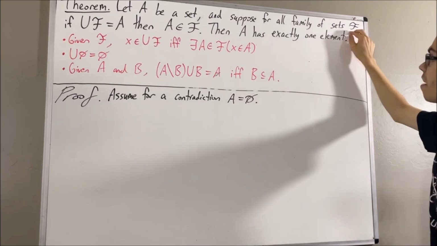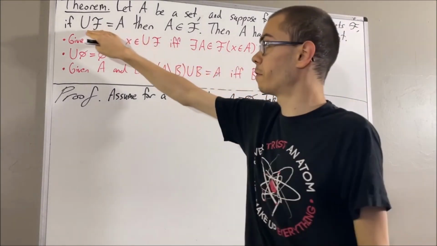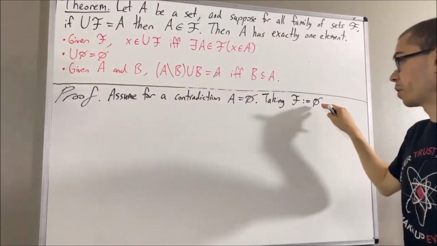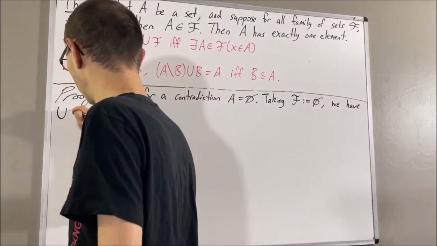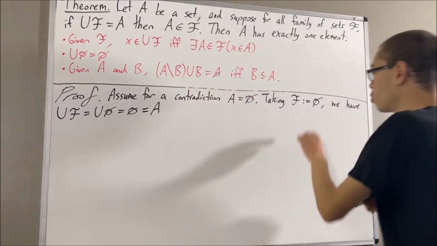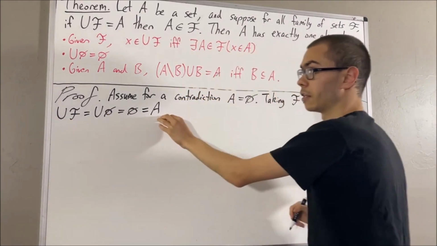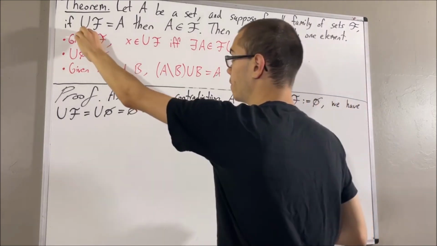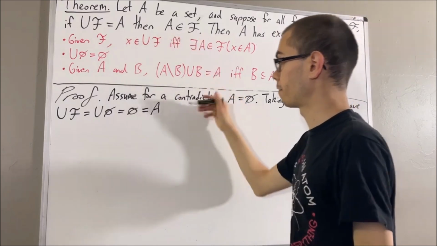Well then, if we take F to be the empty set, the union of F is just the union of the empty set, which we know is equal to the empty set. And the empty set is equal to A. So, our choice of F satisfies the fact that the union of F is equal to A. Well, by our hypothesis, if this is true, then this is true. So we obtain that A is an element of F.